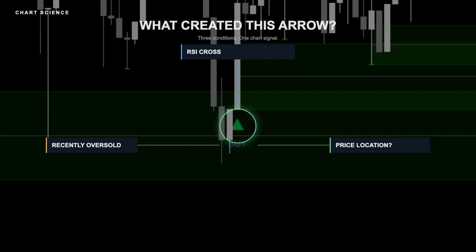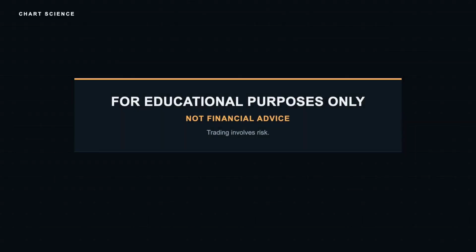But that is only the first check. The script also looks at where price is trading. Is price touching one of its recent zones, or is the RSI crossover happening in empty space? By the end of this video, you will know what this arrow means when the filter removes it and what the script cannot tell you.